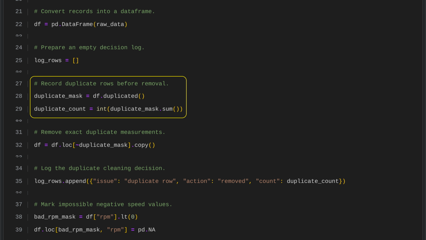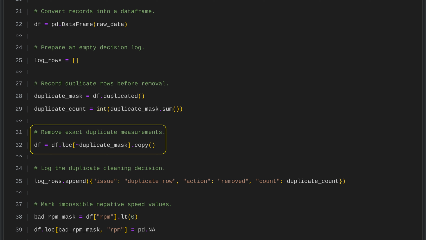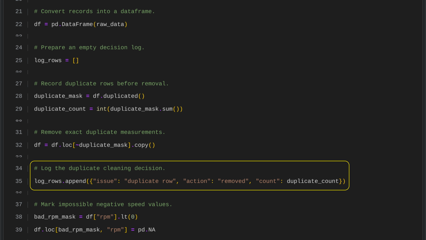Use the Pandas duplicated method to find repeated rows in the data frame. Summing the resulting true or false values gives the total number of duplicates, which can then be stored for later data cleaning logs. Duplicate rows are removed by identifying repeated entries and keeping only the rows that are not duplicates. This creates a clean data frame where each row is unique, helping maintain data integrity and improve the accuracy of later analysis. The code records a data cleaning step by logging that duplicate rows were found and removed. It also stores the number of duplicates, creating a traceable record of the action taken.